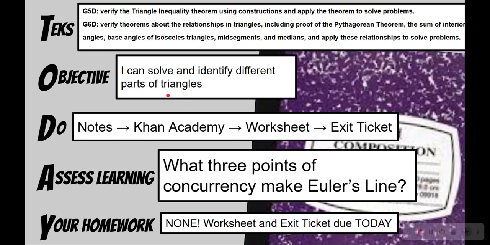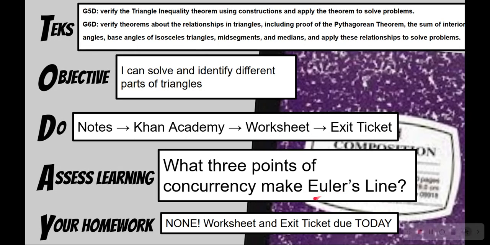So we just finished talking about points of concurrency. Remember, a point of concurrency is where three or more lines intersect. And we talked about four different points of concurrency. Three of them are very special because they're always going to form a straight line. And that special line is called Euler's line.